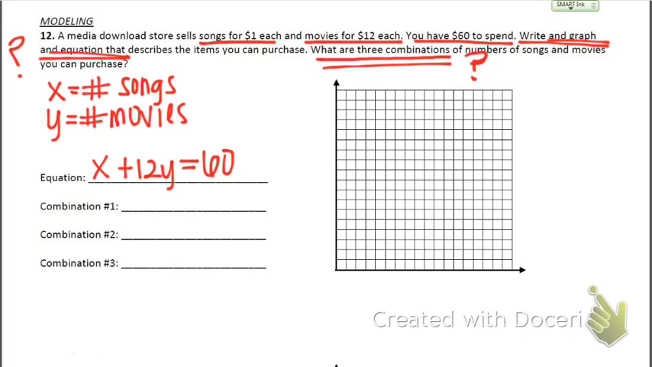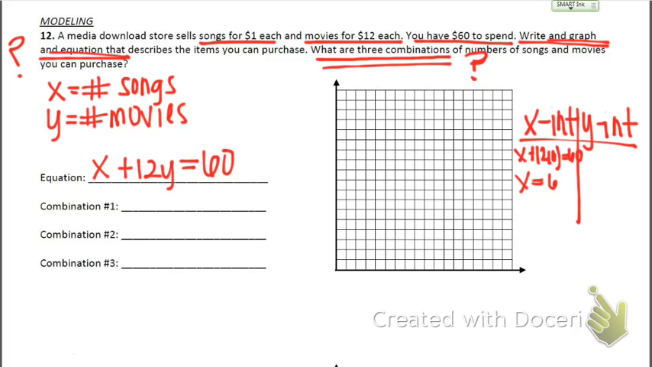So on my t-chart, let's do it off to the side. On my t-chart, I get my x-intercept as x plus 12 times 0 equals 60. So x equals 60. My y-intercept is 0 plus 12y equals 60. So 12y equals 60. And when you divide by 12, you get y equals 5. Okay.